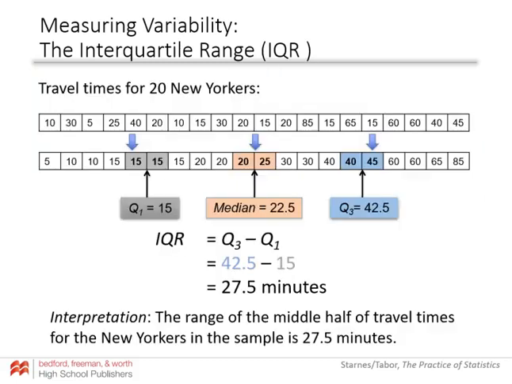Okay, so here we have an example. We have travel times for 20 New Yorkers. They put the things in order. They found the median. They found Q1 and Q3, and then you subtract those two numbers, and that is the IQR. All right, and so here's how you would write an interpretation sentence if you were asked to interpret the IQR. The range of the middle half of travel times for New Yorkers is 27.5 minutes.